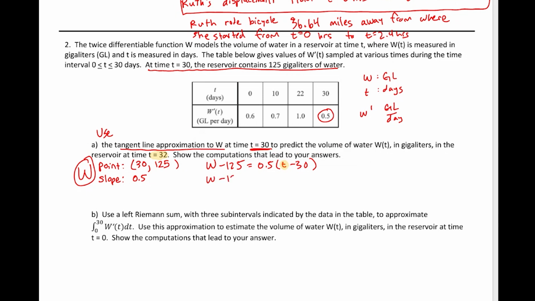So I've got w minus 125 equals half of 32 minus 30. 32 minus 30 is 2. Half of 2 is 1. So I have w minus 125 equals 1. 1 plus 125 would be 126. So we can say that there's approximately 126 gigaliters of water at time equals 32.